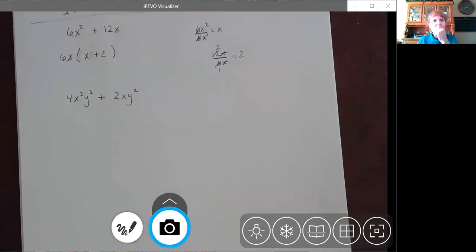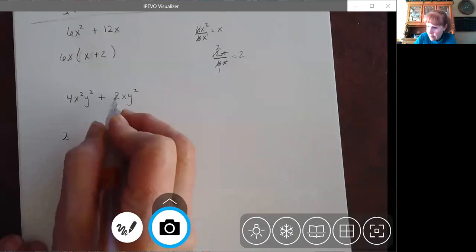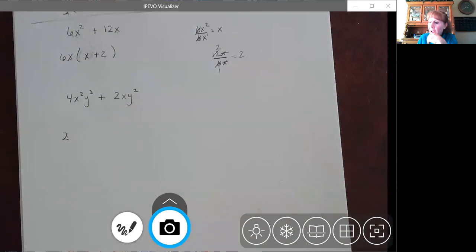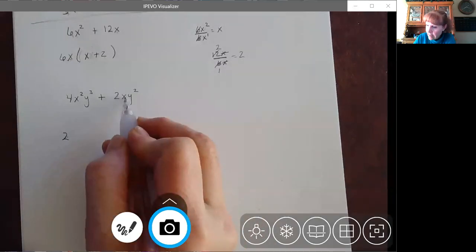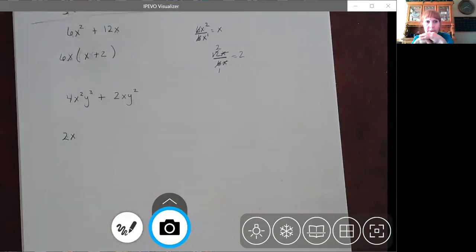Looking at this here, look at the coefficients first. What's the largest number that goes into both 4 and 2? Well, it's a 2. 2 goes into that and 2 goes into that. What else is in common? Well, the x's are both in common. You always use the smaller. So I will use x to the first. They're in common, you use the smaller one.